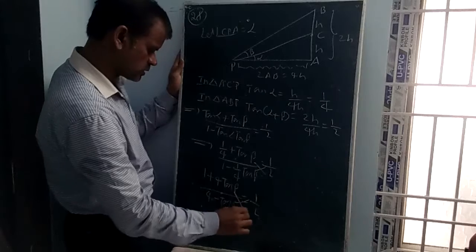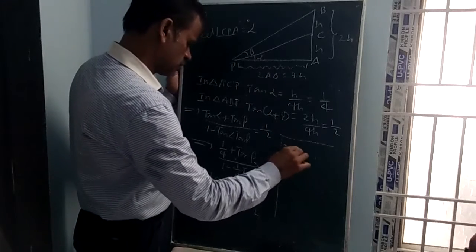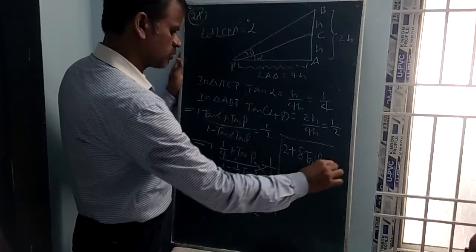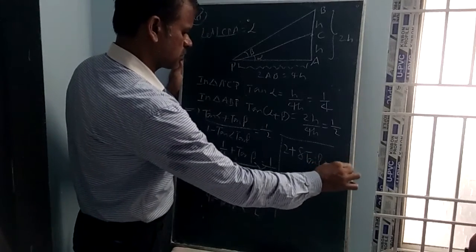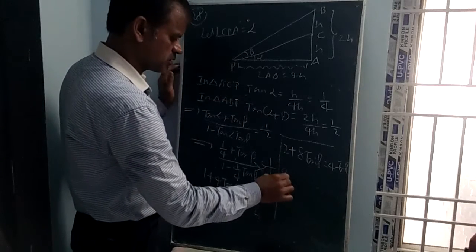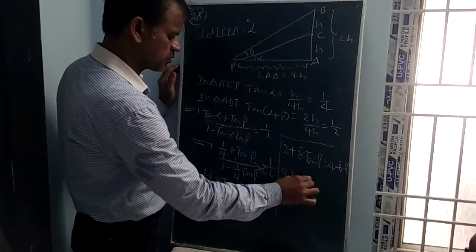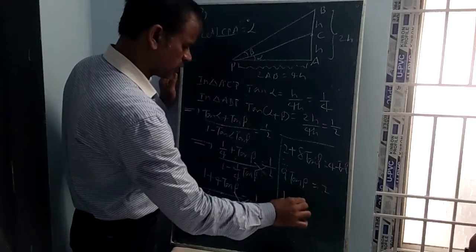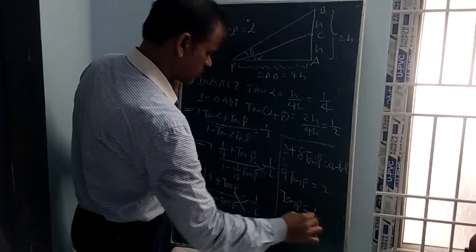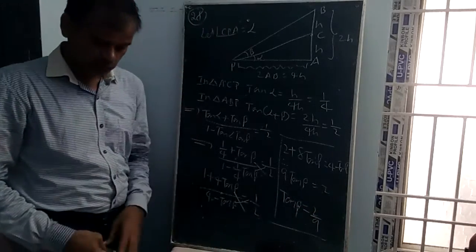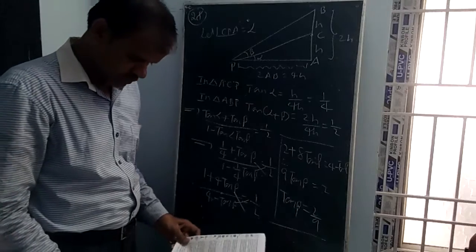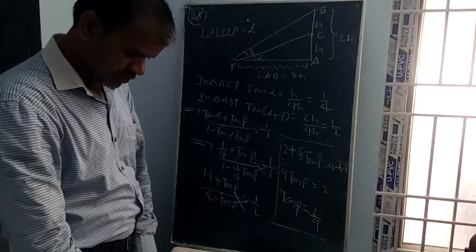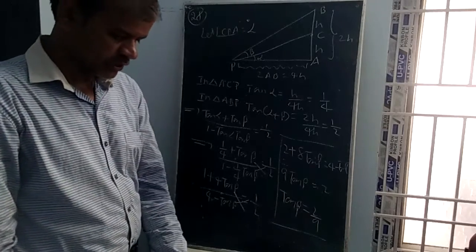Equal to 1 by 2, take cross multiplication. This becomes 2 plus 8 tan beta equal to 4 minus tan beta. 2 taken that side, this minus tan beta taken this side, becomes 9 tan beta equal to 2, tan beta equal to 2 by 9. Tan beta value is 2 by 9. 2 by 9 is the second option. Now 28th question completed. Let us discuss about 29th question.